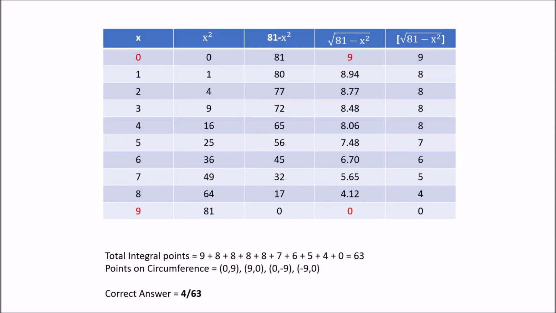Now if we count the total integral points, that is 9 plus 8 plus 8 plus 8 plus 8 plus 7 plus 6 plus 5 plus 4 plus 0, we get 63. And the points on the circumference are represented by red ink. That is when x is 0 and when x is 9. So we'll be having (0, 9), (9, 0), and similarly the negative part of it as well. That is (0, -9) and (-9, 0). So overall we have 4 points on the circumference and 63 points in the entire circle including the circumference. So our answer becomes 4 upon 63. That is the probability.